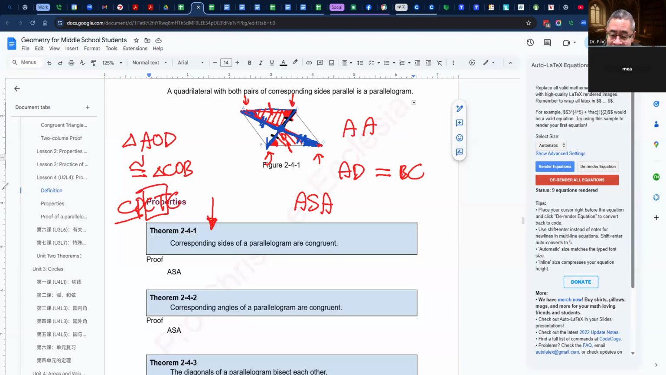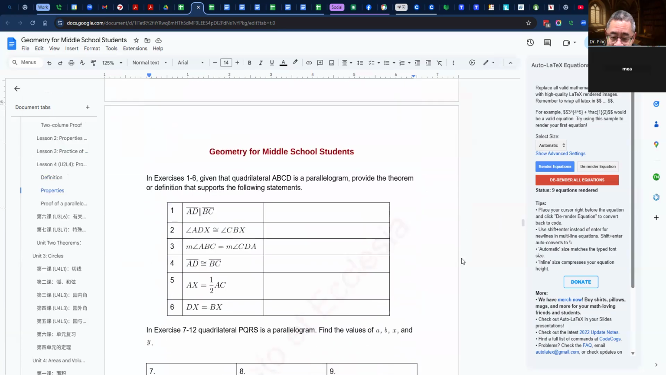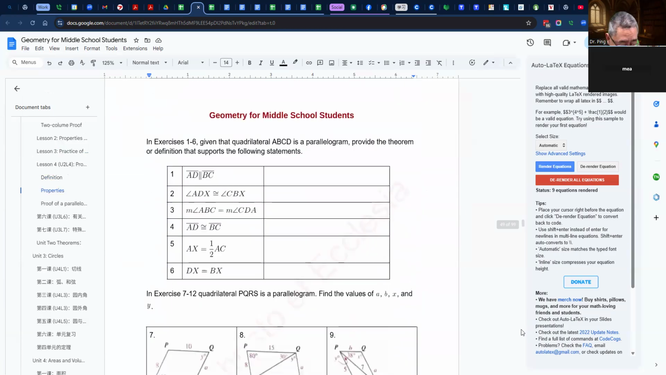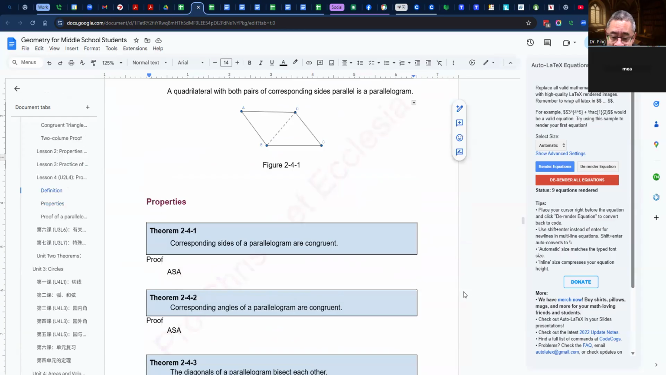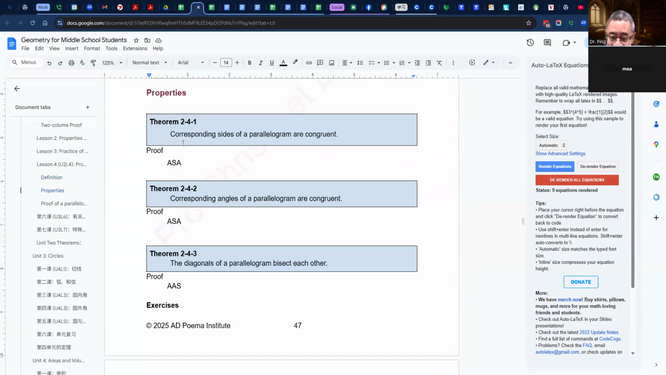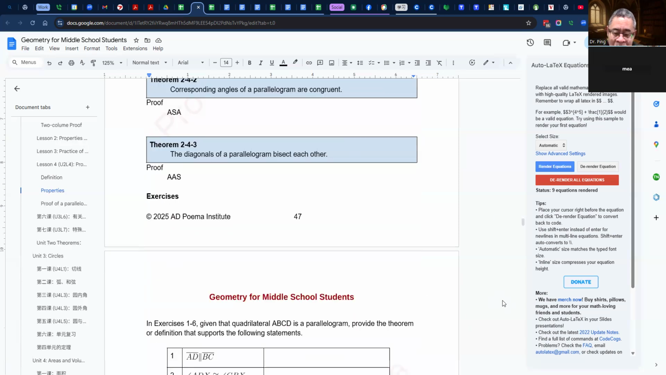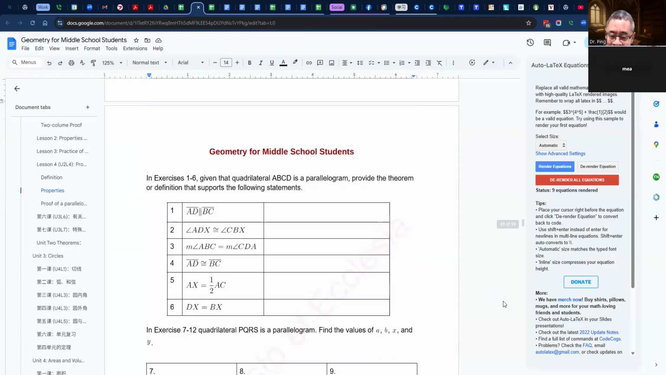All right, very good. So now we're going to do some practice. We've got three theorems. Theorem one is corresponding sides of the parallelogram are congruent. Theorem two, corresponding angles of a parallelogram are congruent. And theorem three is the diagonals of a parallelogram bisect each other. So we're going to use that to do this exercise.